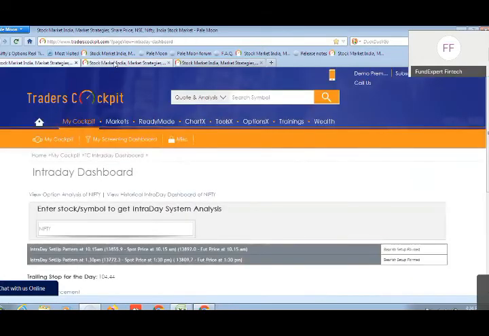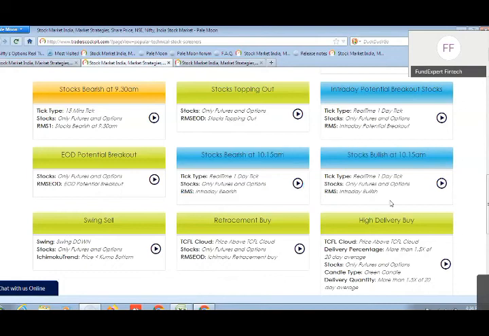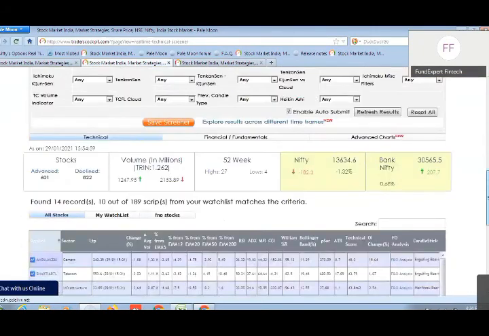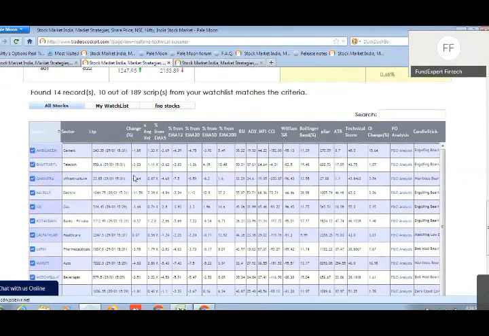How they are linked, in the sense, for morning trades, you can check out these dashboards to check for the stocks bullish at 10:15 and bearish at 10:15. You just need to click on this link, this play button, and it will take you to the screener page. It will show you the list of records which can be bullish for the day or which can be bearish for the day.